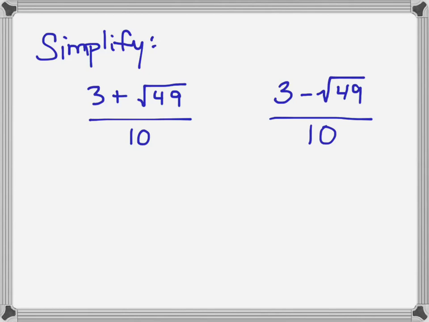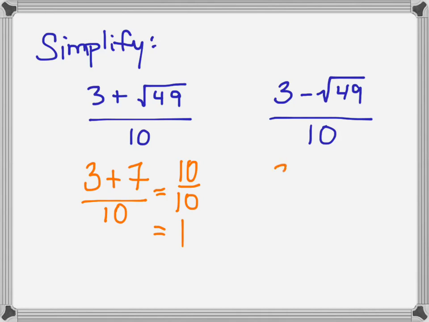Okay. 3 plus the square root of 49, over 10. This one's nice. The square root of 49 is a perfect square. I know that that's 7. And I can keep going with this one now. 3 plus 7 is 10, and 10 divided by 10 is 1.